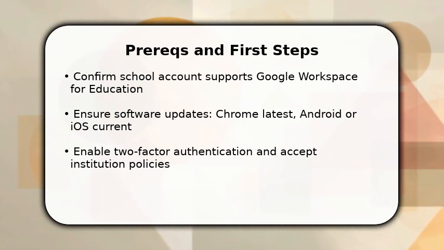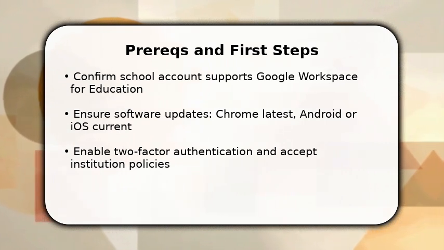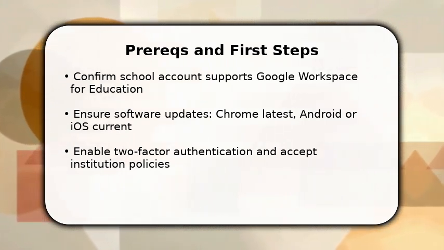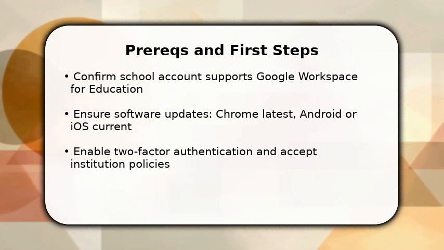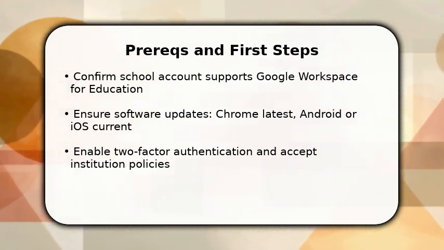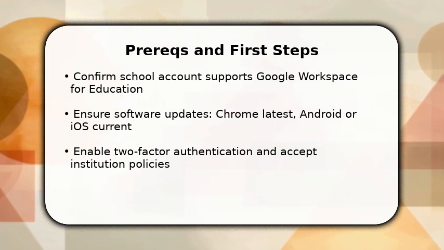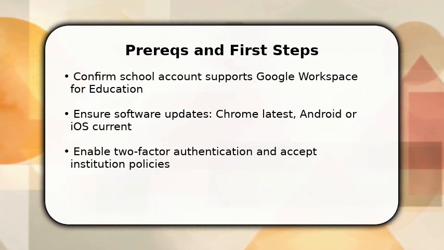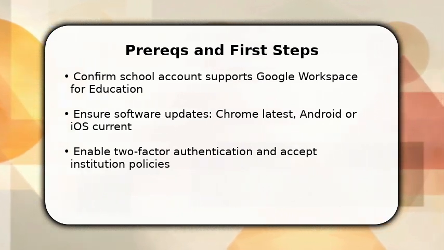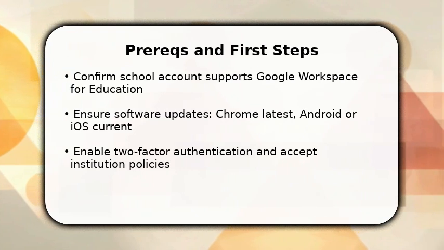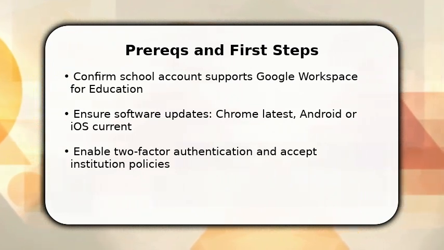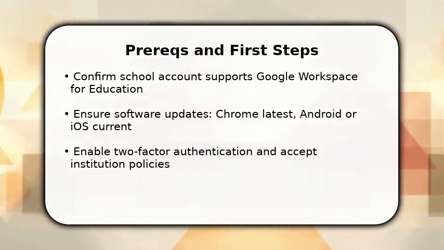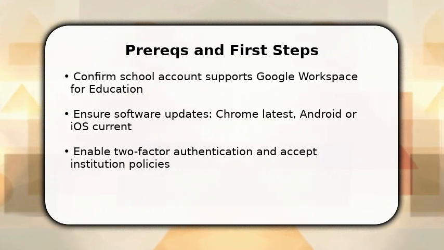You start by confirming your student account is eligible and has admin permissions if required. This avoids access errors later. Once confirmed, make sure your device runs the latest Chrome or mobile OS so the Gemini integration installs cleanly. Next, enable two-factor authentication and accept any school privacy or AI use policies. Do this now so sign-in is seamless. These steps remove common blockers and speed the process, so you can move to activation without delays or permission denials.